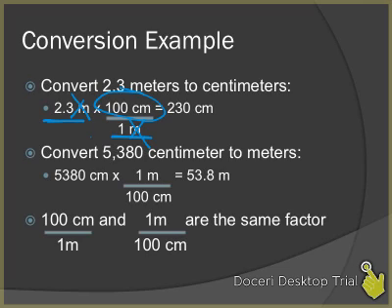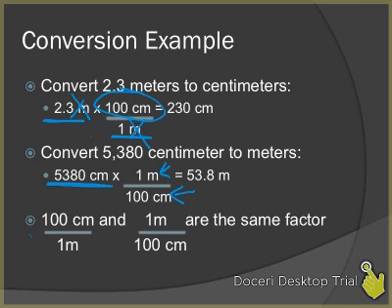Another example, if we are trying to convert 5,380 centimeters to meters, again, what we do is we write down the number that was given to us in the problem. So they gave us 5,380 centimeters. I put what I want over what I had. I want meters. I had centimeters. And I actually write the units down, and then I look up the numbers.